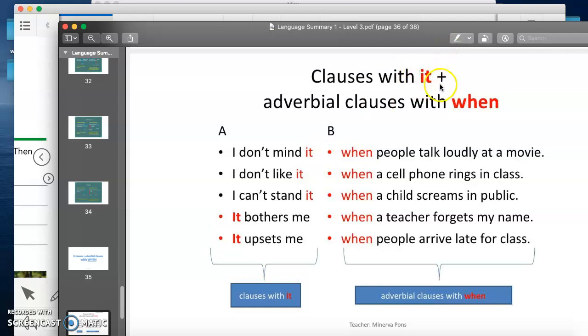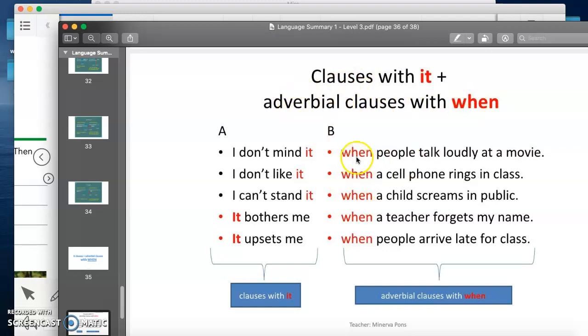So these it clauses, that end or start with an it, help us say what your position is, what your feeling is, how you feel about the next thing in the sentence. That's part A of our sentence. Then we have part B, which are the adverbial clauses with when.